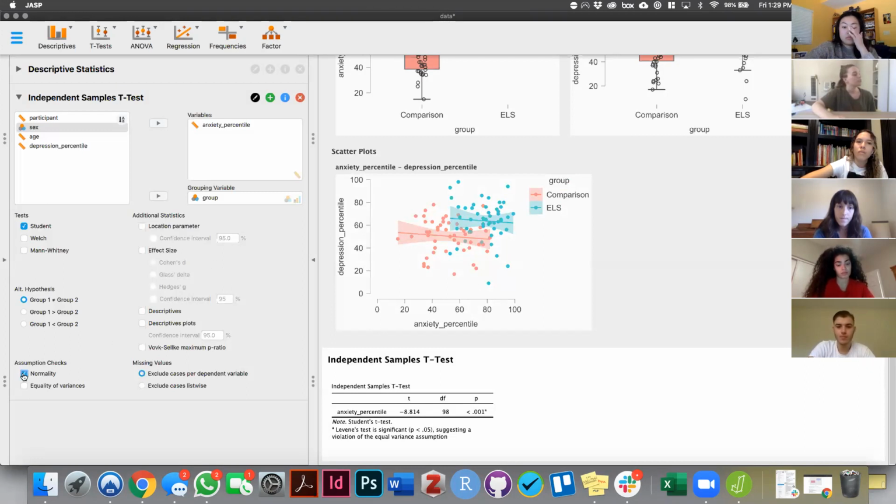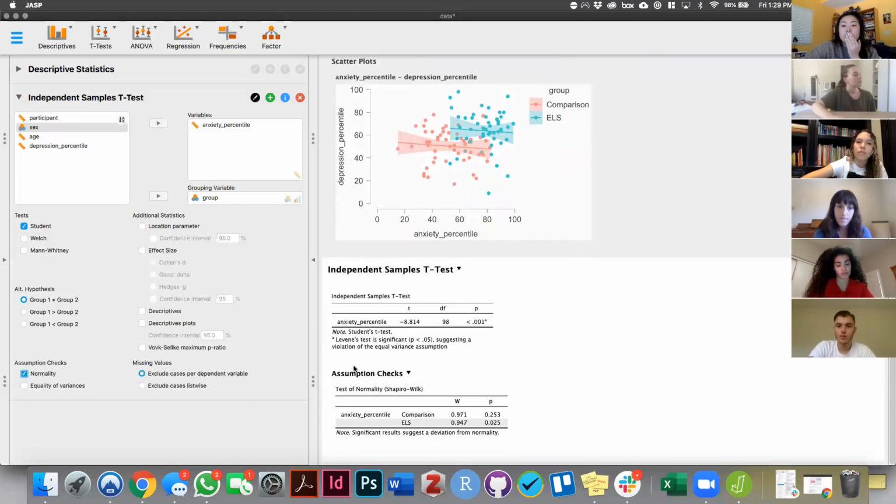Yeah, you can do a normality assumption, which is cool. So this is basically showing, for normality assumptions, you want it not to be significant, because if it's significant, that's saying that your underlying distribution is not normal, which is not what you want when you're running this kind of parametric test.